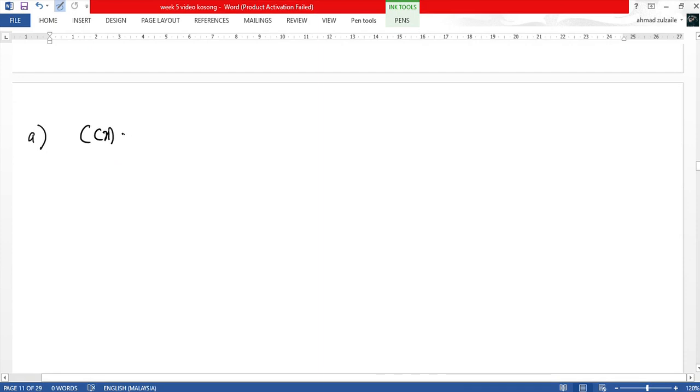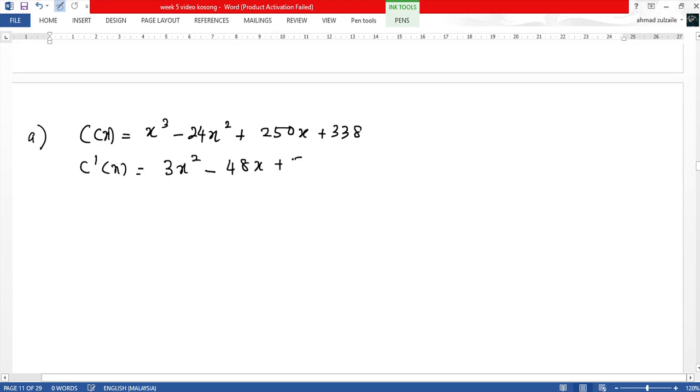Given formula for cost is x cubed minus 24x squared plus 250x plus 338. So differentiate in order to minimize. So become 3x squared minus 48x plus 250. So kita kata at minimum C prime x equal to 0. So 0 equal to 3x squared minus 48x plus 250.